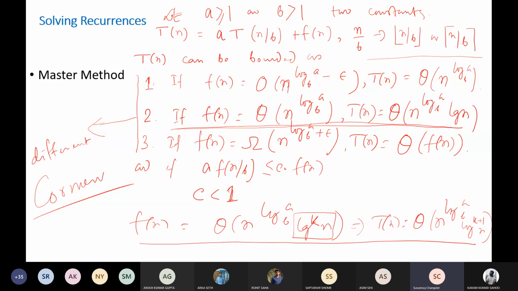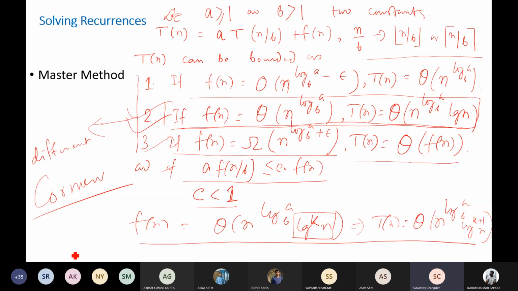So we will consider the second case as this, not the modified or some other version. Please don't get confused and don't think that this one is wrong or that the other one given on the net or somewhere is wrong. Both are the same, but we will follow this version. Okay. Case 3: if f(n) can be written as omega of this, and the condition a times f of n by b is less than or equal to c times f of n, where c is less than 1. If these two conditions are fulfilled, then we can say that T(n) equals theta of f(n).